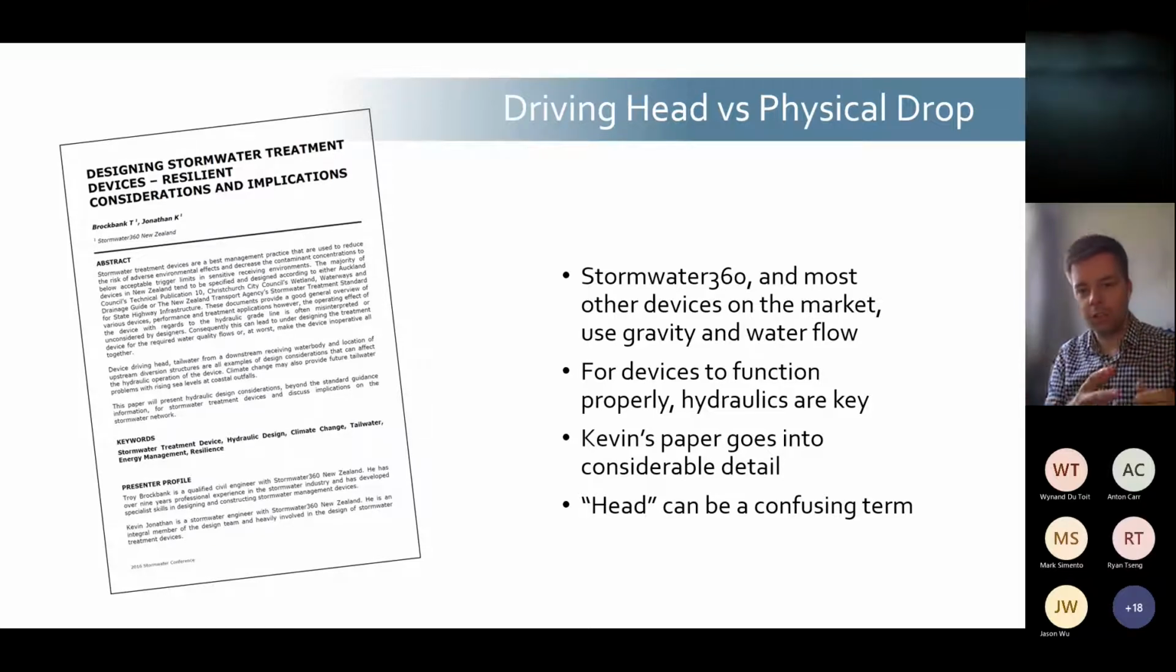It's only in Christchurch where there are some pumped devices, but even then, the pumping is not pumping water through the device; it's pumping water to achieve the gravity through the device. So for our devices to function properly, hydraulics are key. And the term head in itself can be a confusing term.